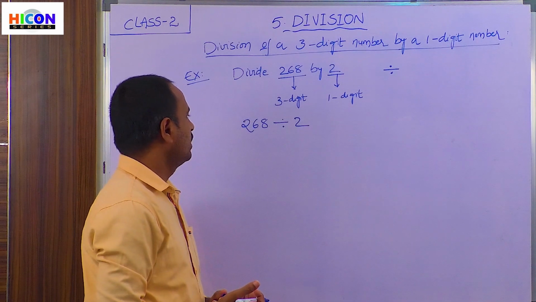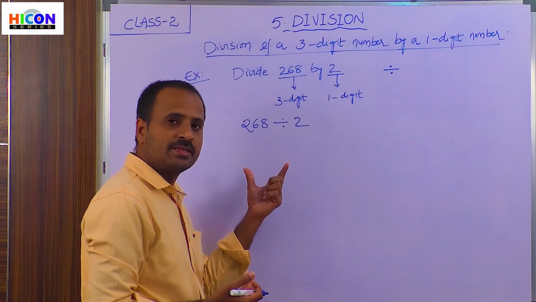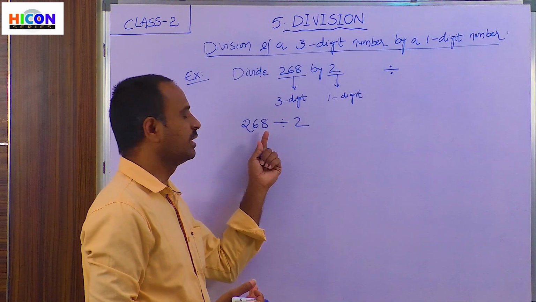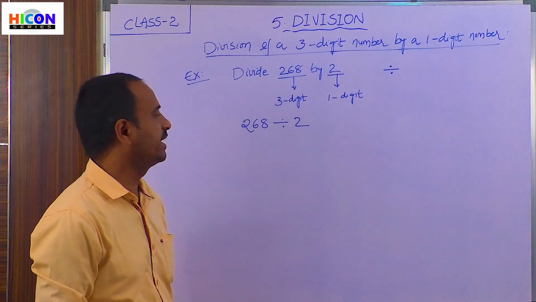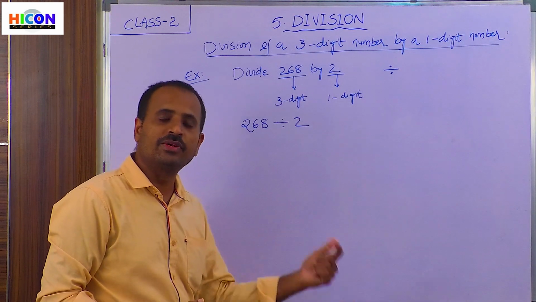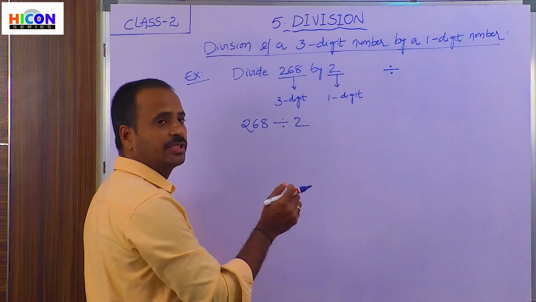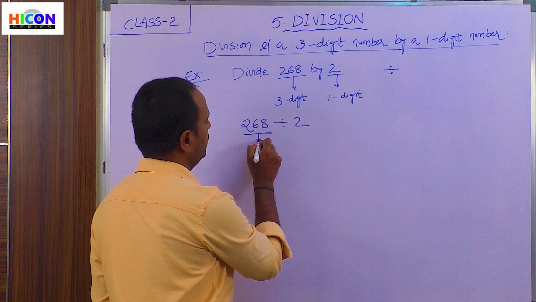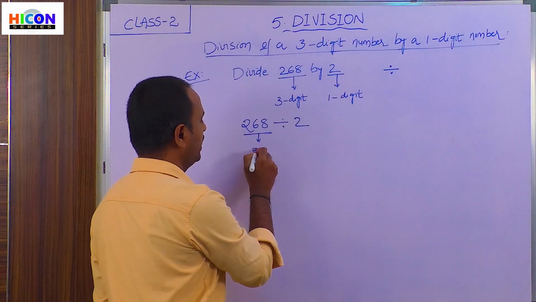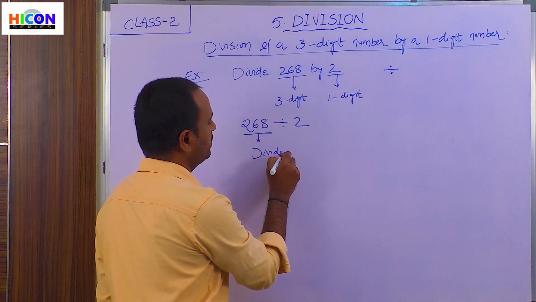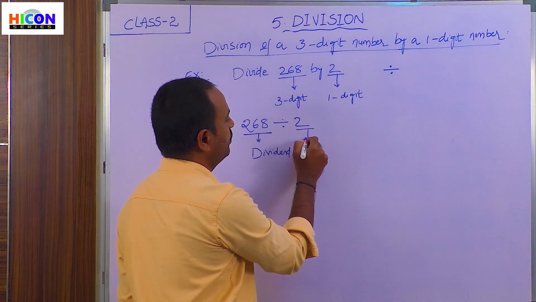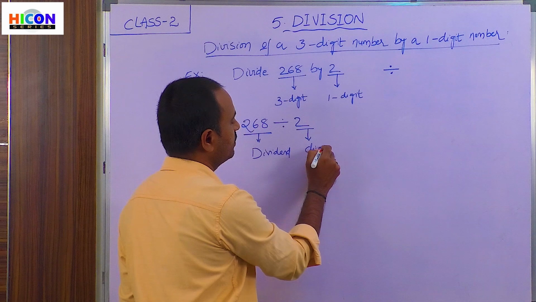Now arrange these two numbers into division method. How can we arrange? Already we have learned in the previous problems that in division, the first number is called the dividend, and the second number is called the divisor.